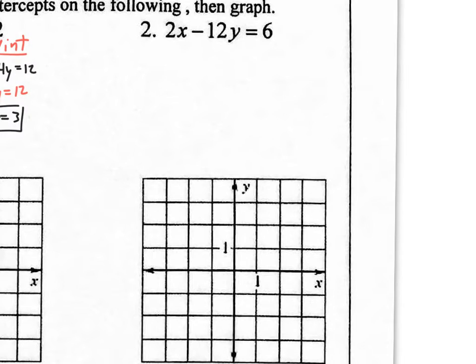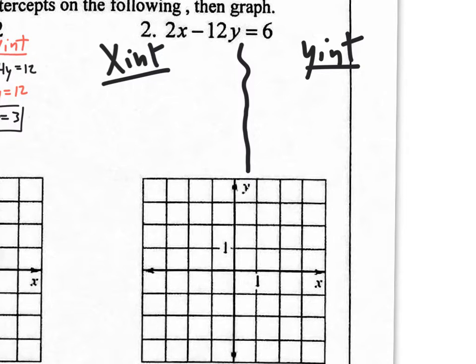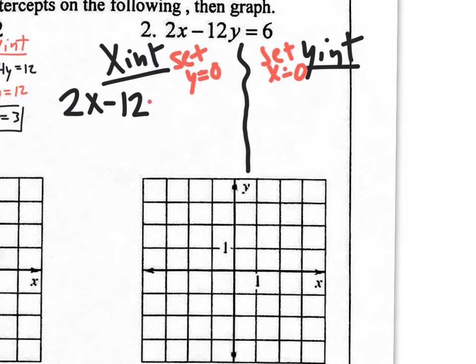We only have a minute left. Let's see if we could do this. Start by doing the x-int, y-int. And of course, to do the x-intercept, you need to set y equal to 0. To do the y-intercept, you need to set x equal to 0. So let me rewrite my equation. 2x minus 12 times 0 equals 6. And on the other one, it's going to be 2x minus 12y equals 6 also. But instead of 2x, I want to put 2 times 0 minus 12y equals 6.